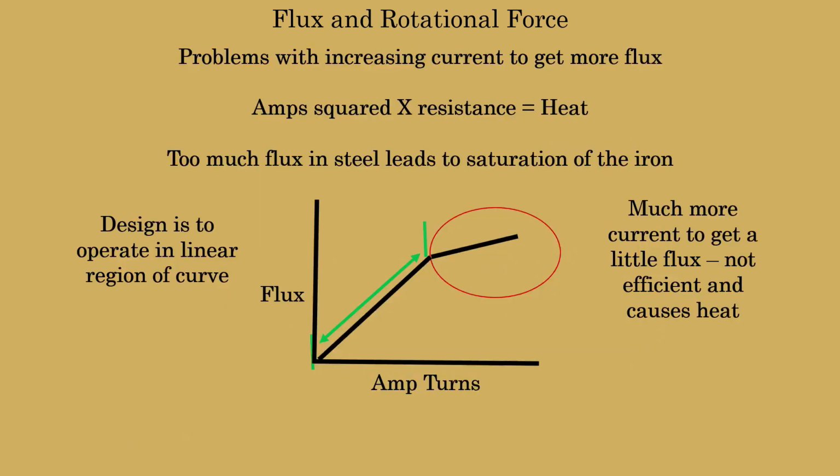The flux curve refers to the relationship between the magnetic flux produced by the field winding and the amp turns. When the current is low, the flux increases linearly with the current. However, as the current increases, the curve starts to flatten, eventually reaching a point of saturation where further increases in current have little effect on the magnetic flux.